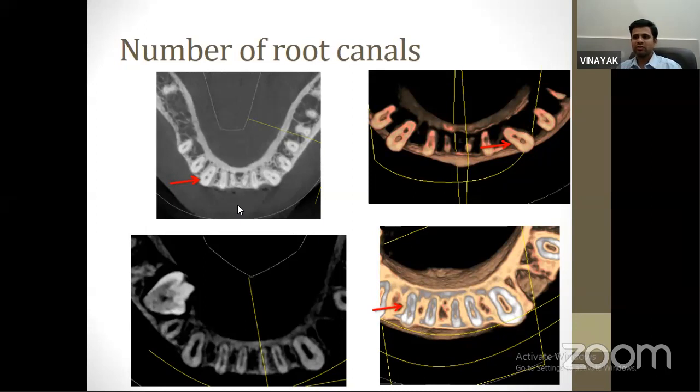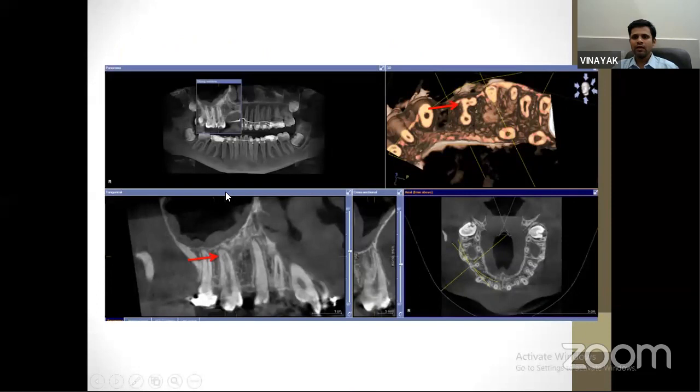The best way to find an extra canal is a microscope. When you do microscopic dentistry, it is the most accurate way to see an extra canal. But yes, in the axial sections, we can see the number of canals. Now, if you see this first premolar here, it also has two buccal root canals, right? And one palatal. See this 1 and 2.